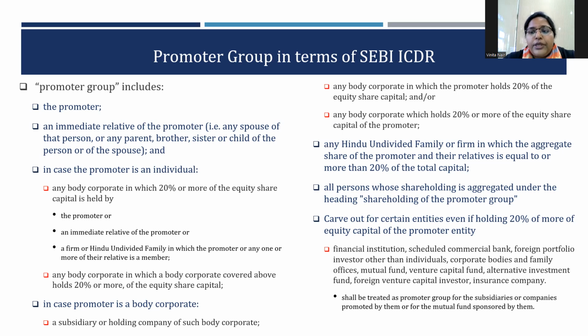Any HUF or firm in which aggregate share of promoter and their relatives is more than 20%, then those will also be included as a promoter group. This will apply, of course, if the promoter is an individual. Now, there is also a residual criteria, which is any other persons who have been identified as promoter group in the shareholding pattern filed by the listed entity. So that is again a residual clause which has been given. And there exists a carve out for certain institutional investors. So for example, where scheduled commercial banks or mutual funds or venture capital funds, etc., hold 20% in the promoter entity, they will not be identified as a promoter group entity. So there exists a kind of carve out for institutional investors.